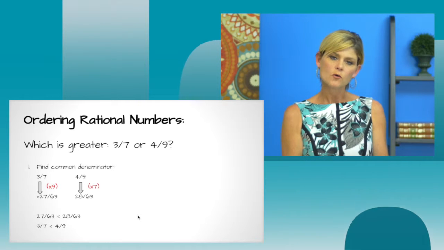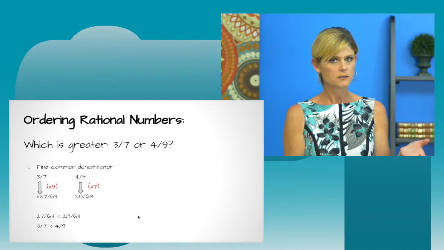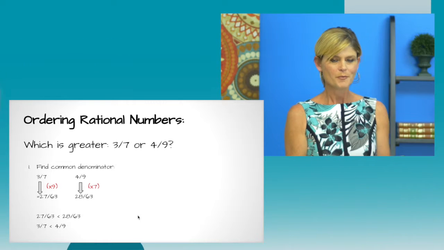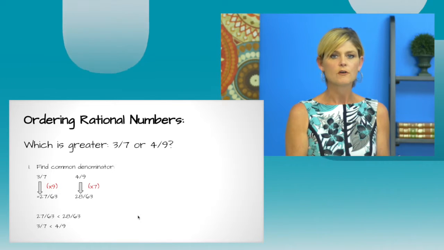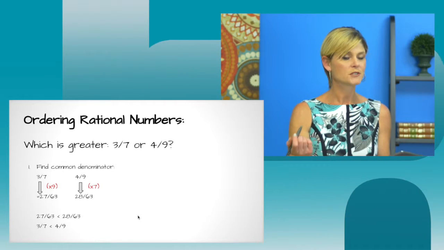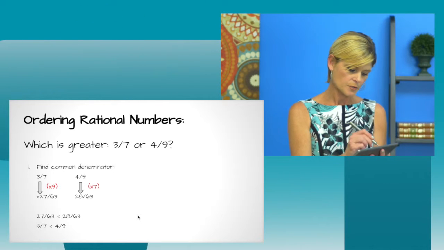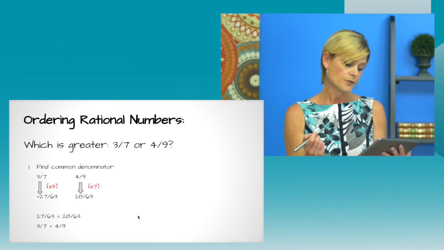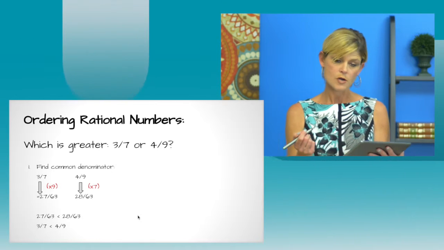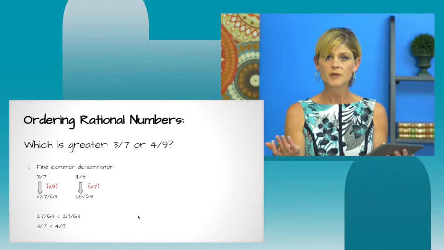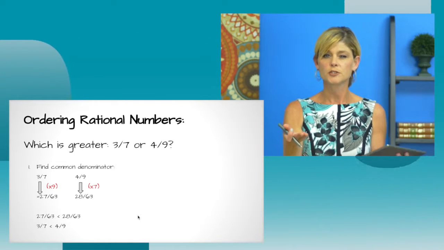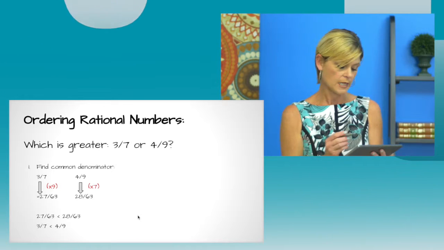Okay, so when we're ordering rational numbers, it can get a little confusing, especially if you have denominators that are not the same. But it's actually a simple problem to solve. All you have to do is find a common denominator. So let's take a look at how we would do this particular problem. The question asks, which is greater, 3/7 or 4/9? All you have to do is find a common denominator and then look at the numerator to determine which one is greater or less.